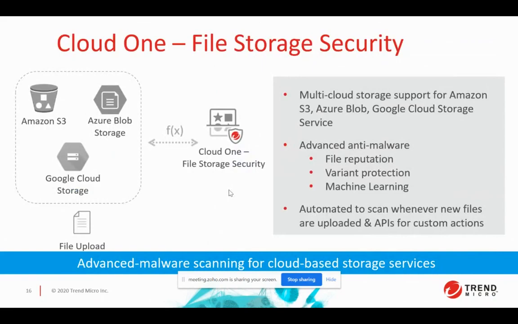And the file storage security will protect the file storage services. As I said earlier, there are lots of storage-related services in the cloud, in AWS, Azure, or Google GCP. They are named separately: in AWS it is called Amazon S3, in Azure it is called Azure Blob Storage, and in GCP it is called Google Cloud Storage. So it will secure all these file storage services using Cloud One File Storage Security.